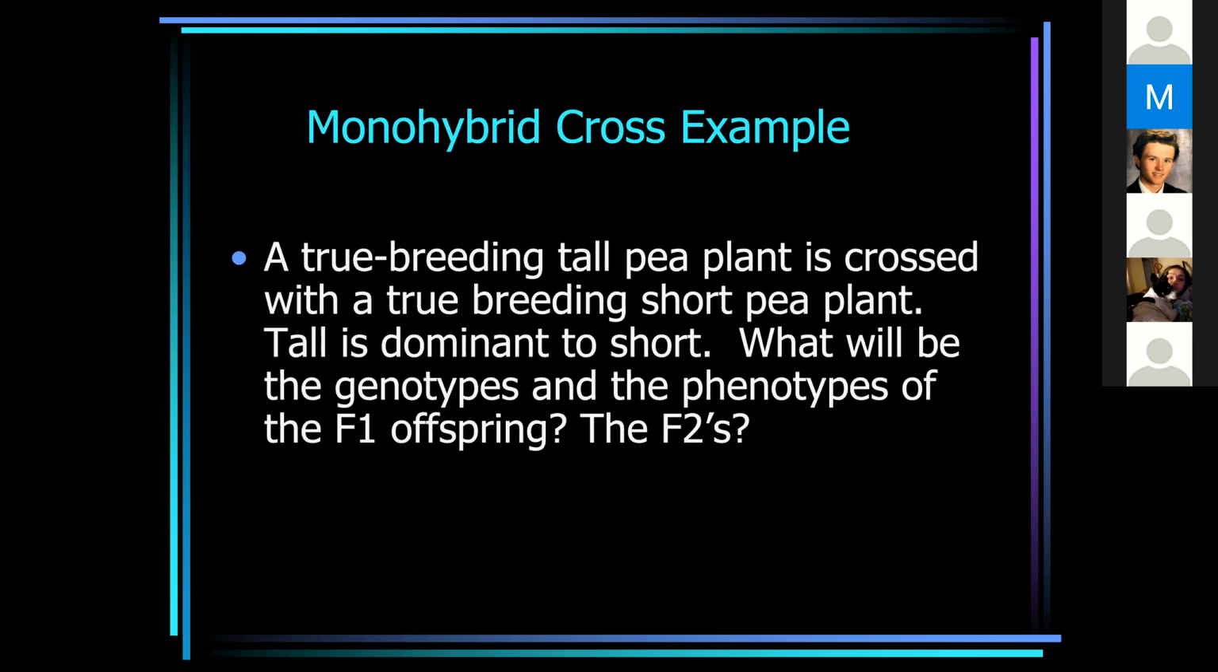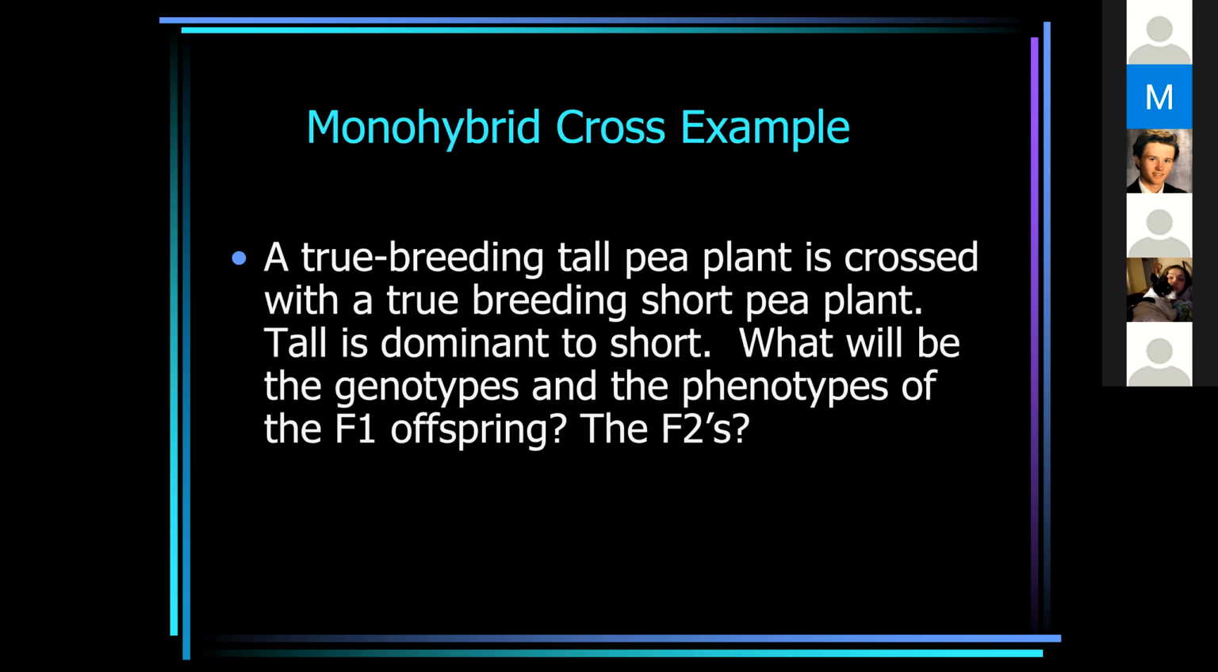All right, this one is for you to work with on your own time. A true breeding tall plant is crossed with a true breeding short plant. Tall is dominant. What would be the genotypes and phenotypes of the F1 offspring? And what are the genotypes and phenotypes of the F2s? So we won't go through that now, but this is something for you to think about when you study.